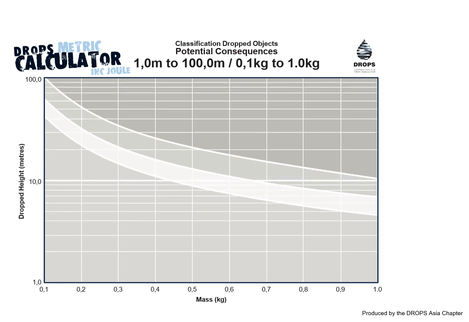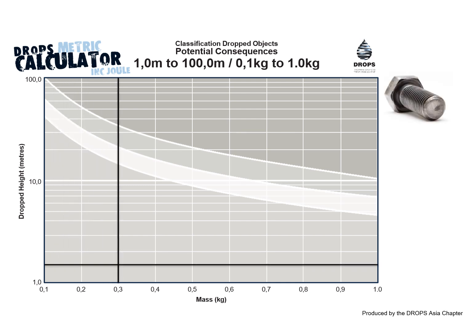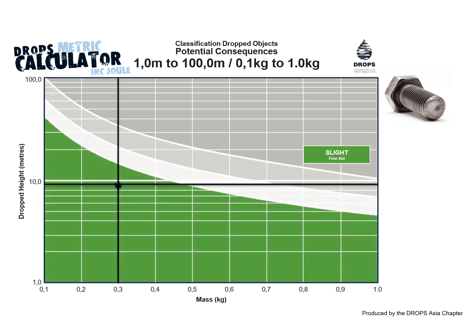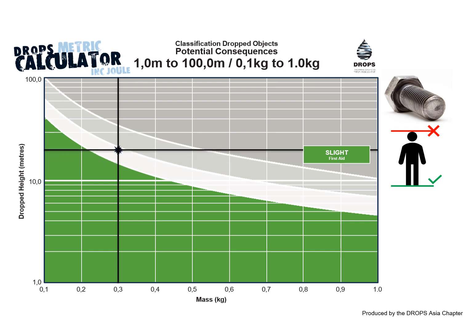To begin, identify the object's weight. Let's say we have a bolt that weighs 300 grams. Next, measure the height from which the object could potentially fall. Let's say 9 meters. Ensure this is measured from the solid deck or ground level, and not just from the height of an individual. Now, consider the same bolt dropped from 20 meters.